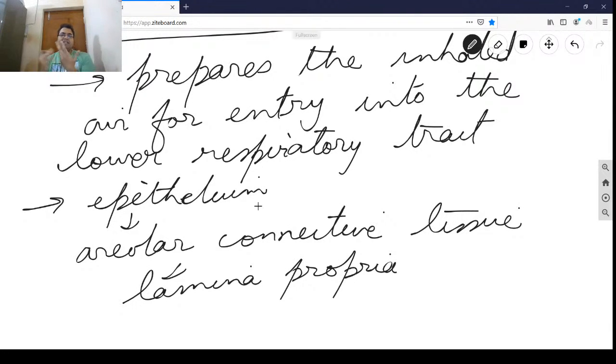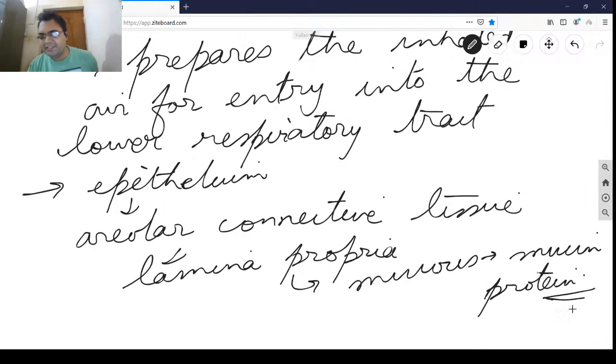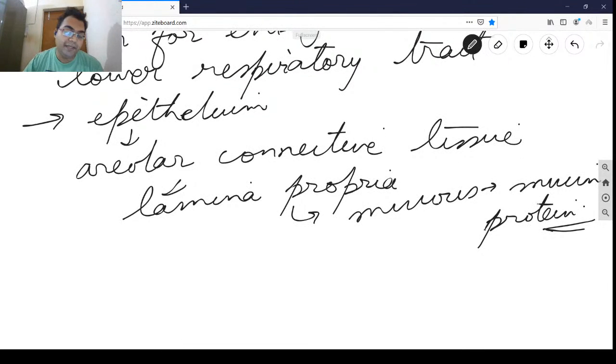The most superficial is the adventitia, then hyaline cartilage, then the submucosa, and then the mucosa in case of the respiratory tract. Now this lamina propria will have glands which secrete mucus. Mucus is made up of mainly mucin protein. That sometimes comes in competitive examinations: what is the constituent of mucus?